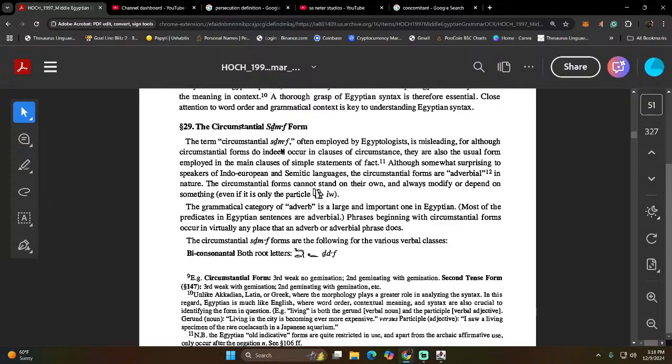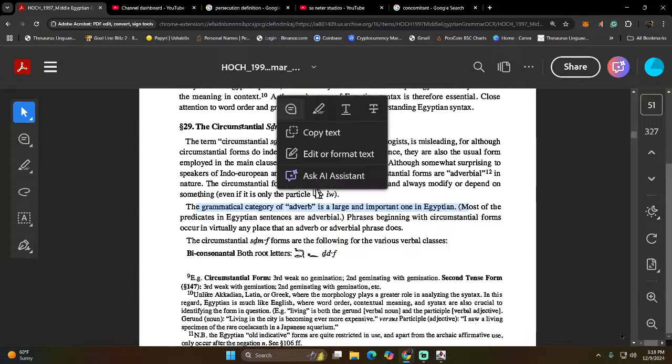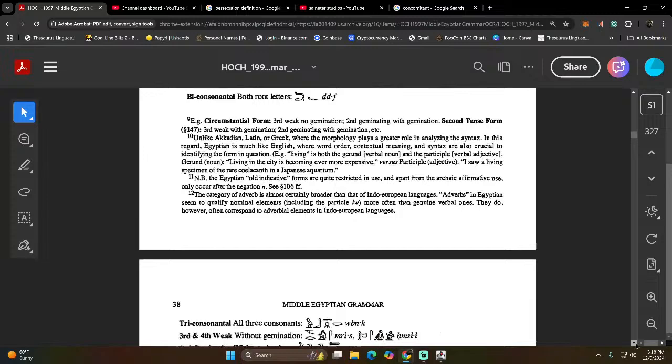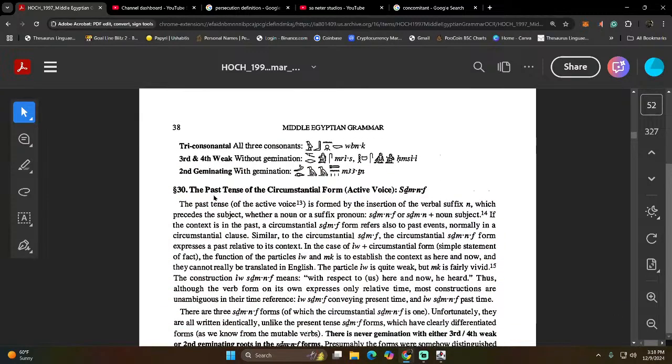Now, although somewhat surprising to speakers of Indo-European and Semitic languages, the circumstantial forms are adverbial in nature. The circumstantial forms cannot stand on their own and always modify or depend on something, even if it's only the particle. All right. The grammatical category for the adverb is... Oh no, I'm not going to start just reading the book. I want to encourage you to read the book. We're going to do the fun stuff. So here we go.